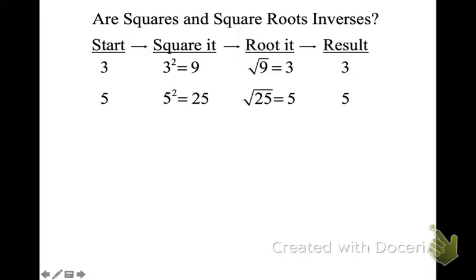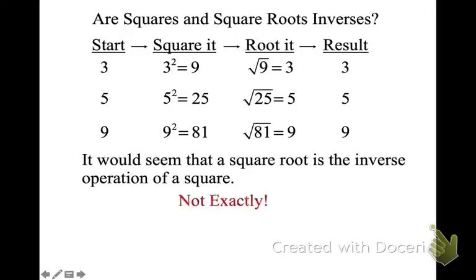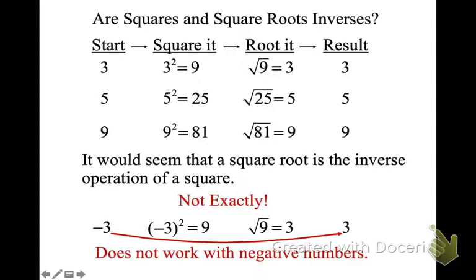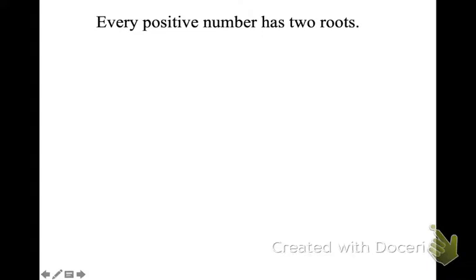So, are these inverses? Can we always do this? You'd think so, but not necessarily. If I start with a positive number, it works. But what happens if we start with a negative number? If I square negative 3, I get 9, and if I take the root of 9, we get 3, not negative 3. There are no two numbers that multiply to give a negative, so it doesn't really work for negatives. We deal with negatives in a different way.